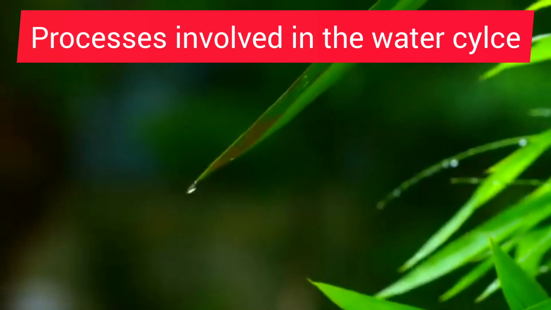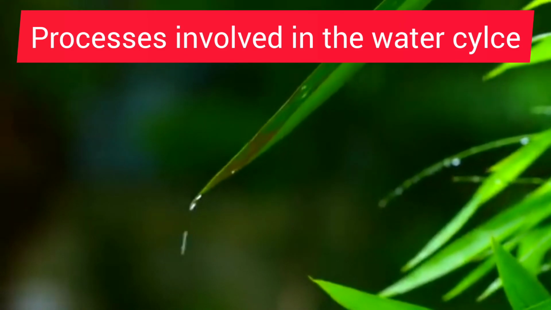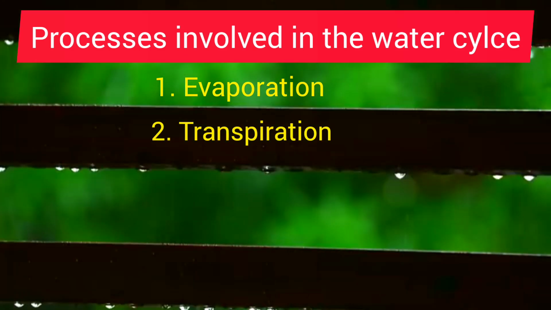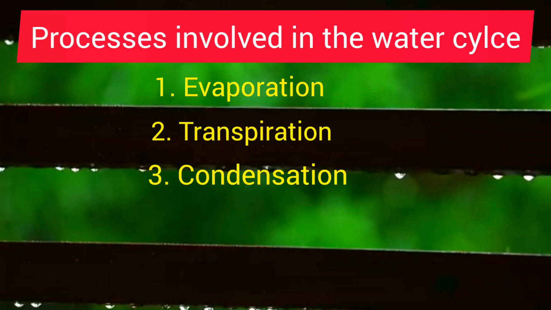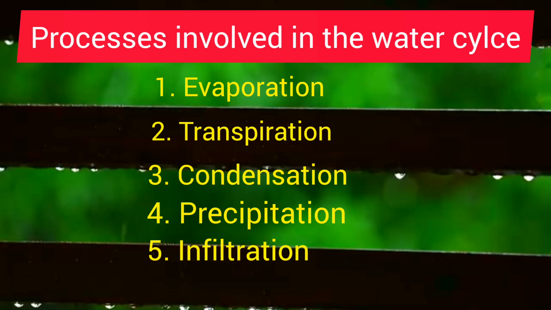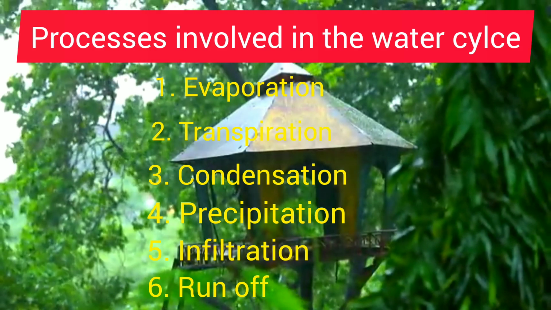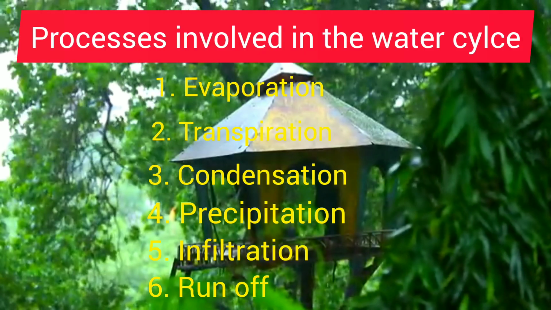Okay, now coming to the second aspect of this topic, we're looking at the processes involved in the hydrological cycle. The key main processes that you should know within the hydrological cycle are evaporation, transpiration, condensation, precipitation, infiltration, and runoff. These are the key processes that constitute the hydrological cycle.